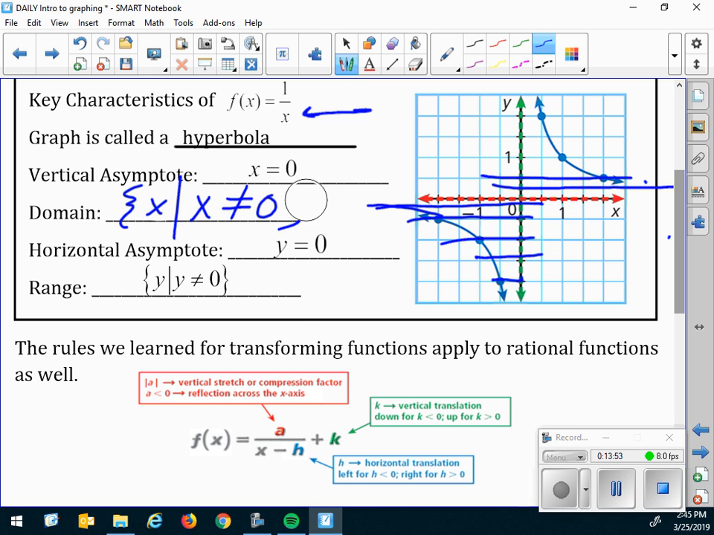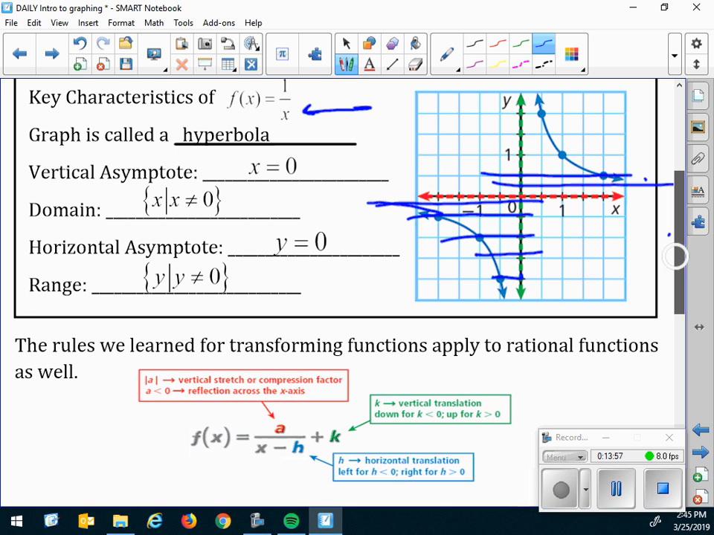Don't know why I didn't just erase on this one. That's the truth.